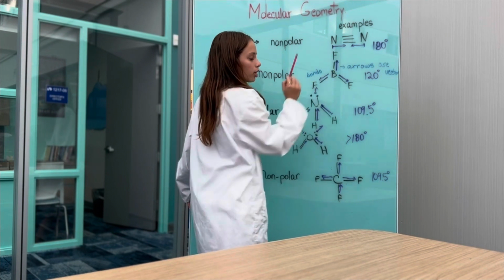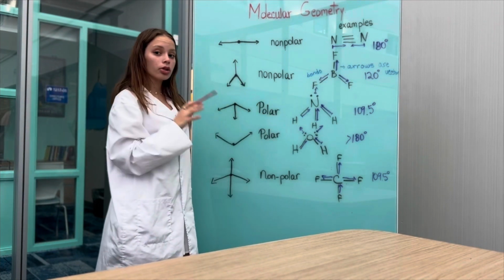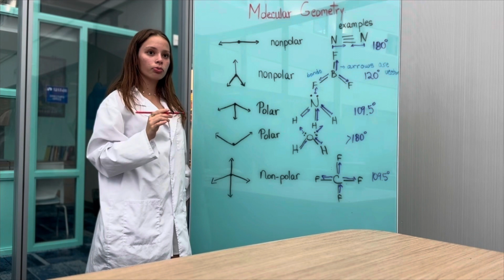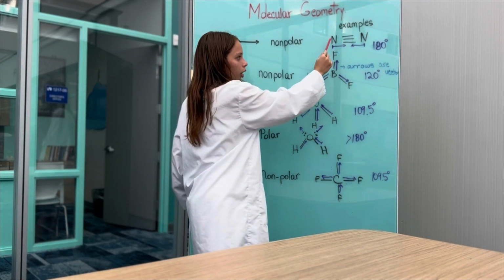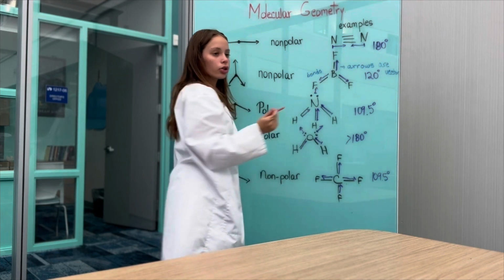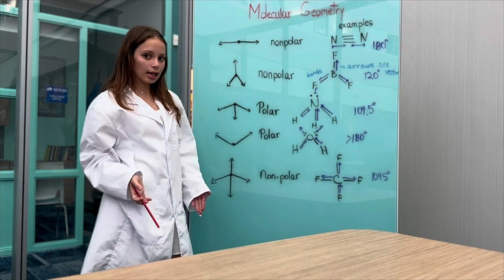These things that you can observe, these are arrows, and the arrows are vectors. The vectors are always going to point to the most electronegative element in the molecule. Here, since we have 2 of the same elements, the vectors are going to be cancelled out.